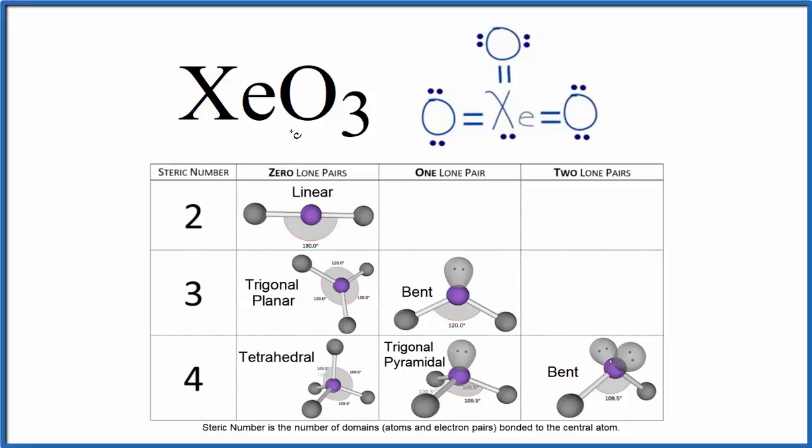Let's determine the molecular geometry for XeO3. This is xenon trioxide. So when we do molecular geometry, we need to start with a valid Lewis structure. So this is the Lewis structure for XeO3.